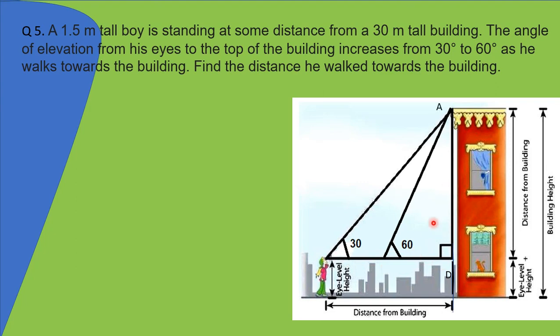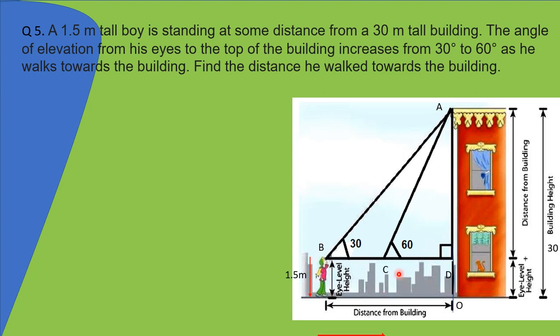So here is the figure, where AO is the height of the building and it is equal to 30 meters. Now the boy is standing here at the point B. From this point B, he is observing the top of the building. That angle of elevation formed is 30 degrees, and the height of the boy is given as 1.5 meters.